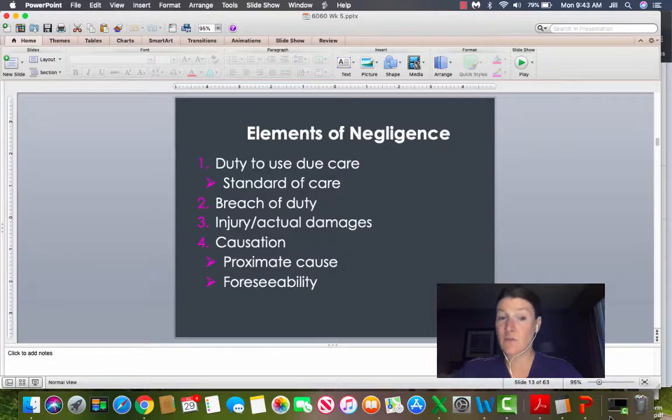So that is the breach of duty. So you have to have a duty to care. So what is the level of care, the standard of care, for that situation? Was there a breach of that duty? In the case of the aorta, the surgical procedure, the patient's aorta was nicked, the patient bled out before they could fix it, and died on the table. So they had a breach of that duty, and then that goes into the third item, that there was an injury or actual damages.